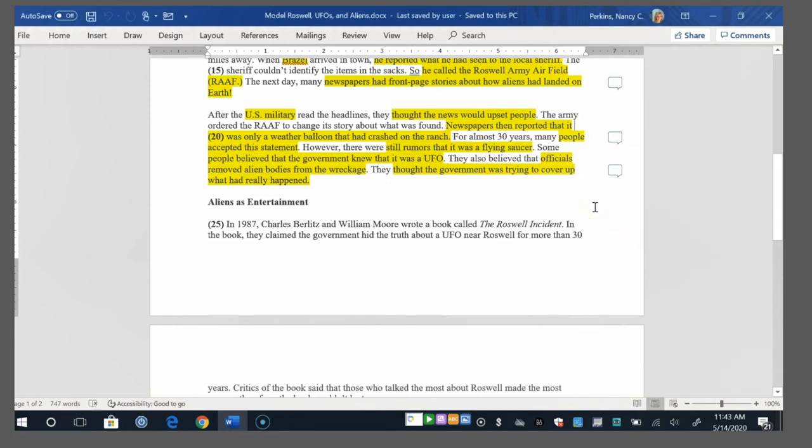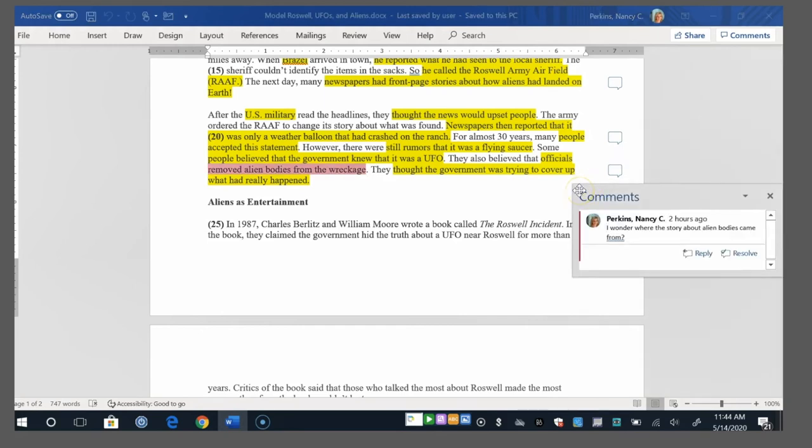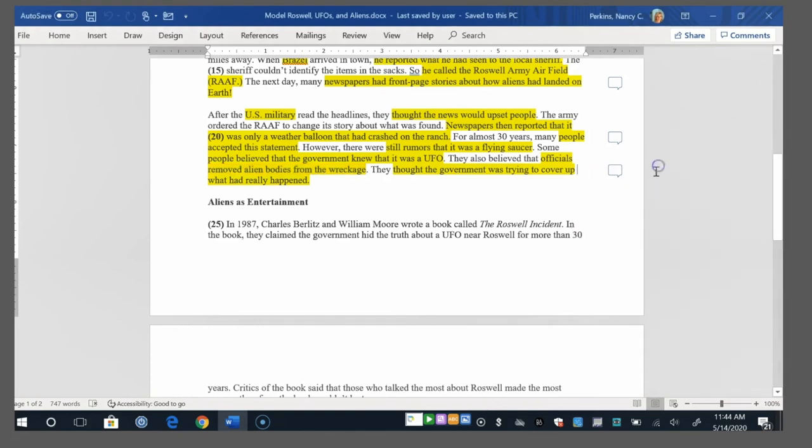For almost 30 years, many people accepted this statement. However, there were still rumors that it was a flying saucer. Some people believed that the government knew it was a UFO. They also believed that officials removed alien bodies from the wreckage. My comment here was, what in the world? I wonder where that story about alien bodies came from. They thought the government was trying to cover up what had really happened.